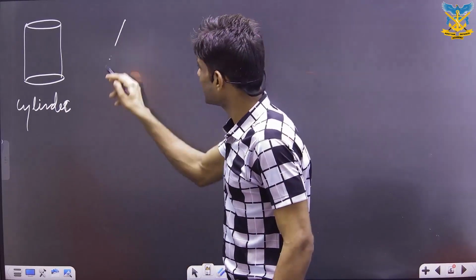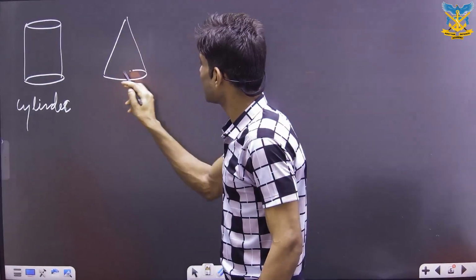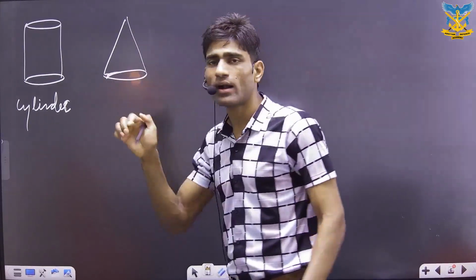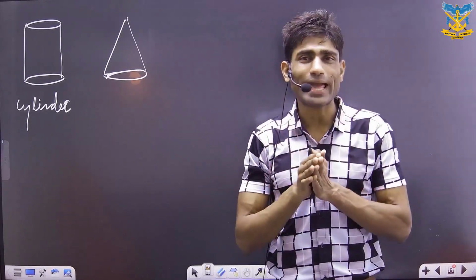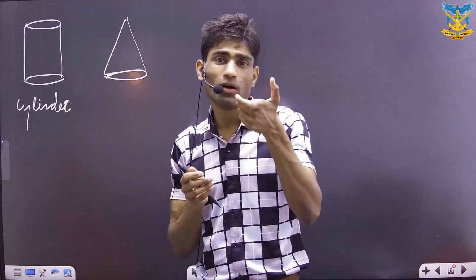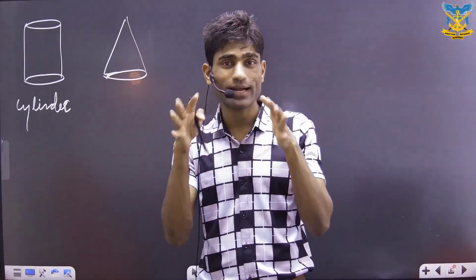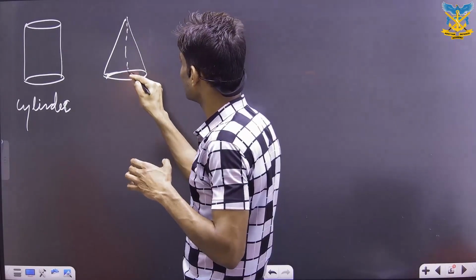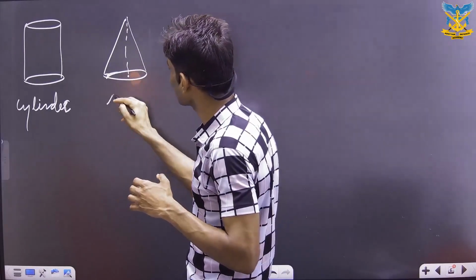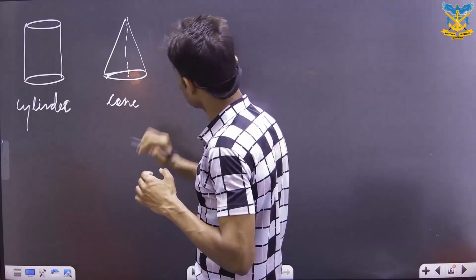After that, let me draw a cone here. You have all worn a birthday cap, which looks like a cone shape, or you may have had an ice cream cone. It is a similar shape. This one is the height of our cone. This one is our cone.